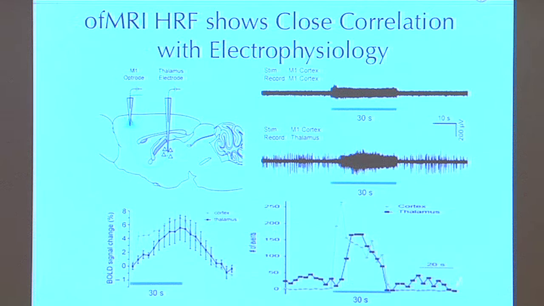And you can see that this shape more or less resembles the hemodynamic response function shape, which shows that we can not only pick out all the different regions that are active as a result of these specific optogenetic stimulations, but we can also start to parse out the temporal firing patterns from the hemodynamic response functions.